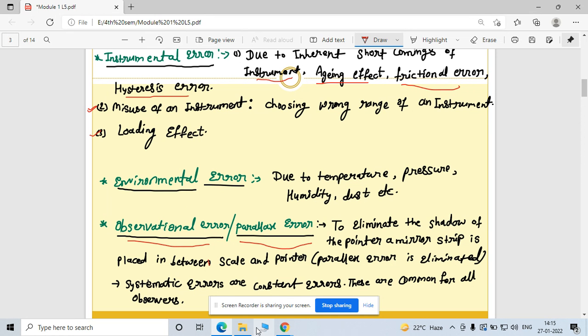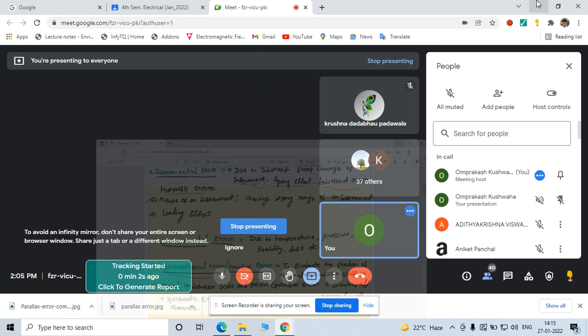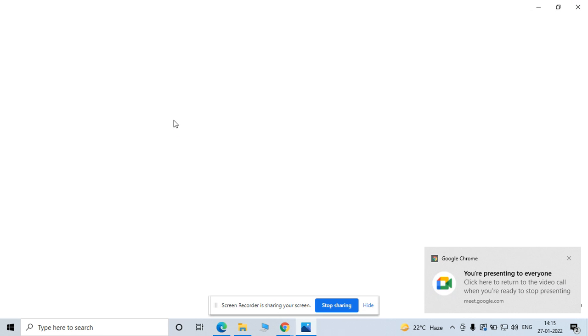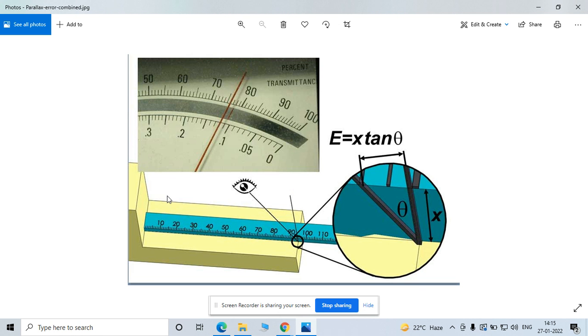For example, see the pictures. Now see, if your meter is located in such a location where you are not able to go and observe your reading correctly or comfortably, at that time this error will occur. For example, now see the scale. So how to eliminate this error?